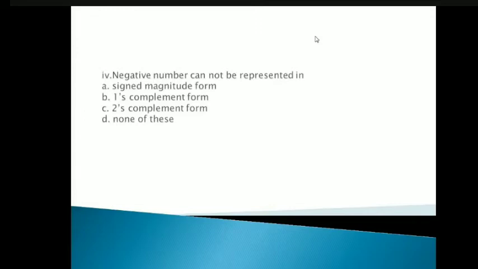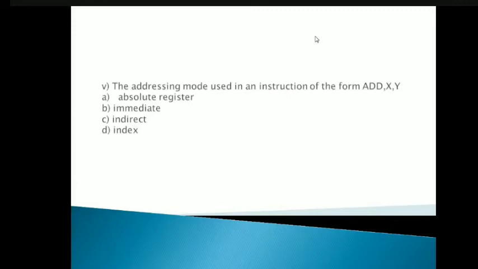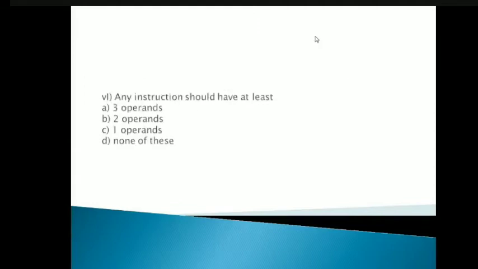Negative number cannot be represented in: none of these, because negative numbers can be represented in all the options. So D is the right answer here. The addressing mode used in an instruction of the form add x comma y is known as index register, that is index. Any instruction should have at least 3 operands, 2 operands, 1 operand, none of these. Here none of these is the answer, because instructions can be of 4 types: 0 address, 1 address, 2 address.